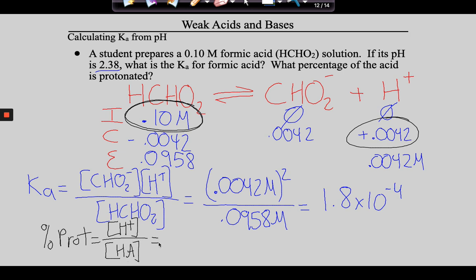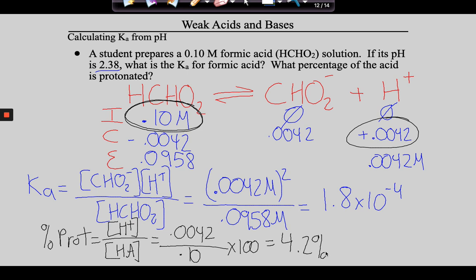Our hydrogen ion concentration is 0.0042 molar, and our original is 0.10 molar, and then this is times 100 to make it a percentage. Is that 4.2 or 0.42? So 0.0042 divided by 0.1 times 100. So guys, that's 4.2% protonated. Is that okay?